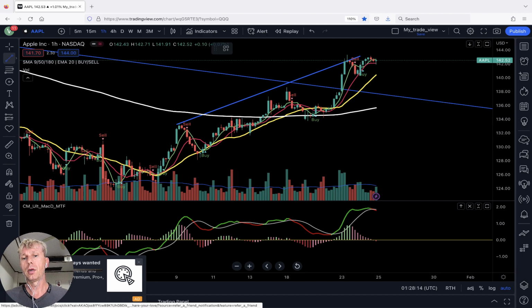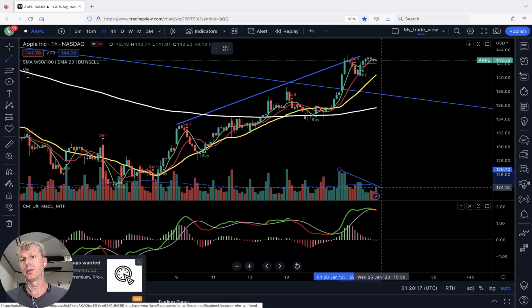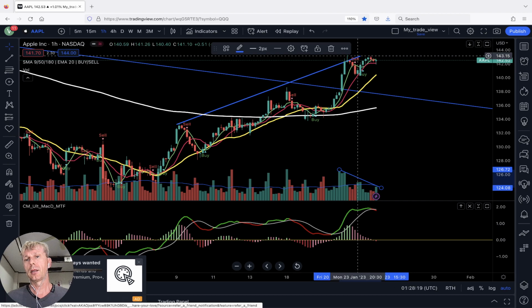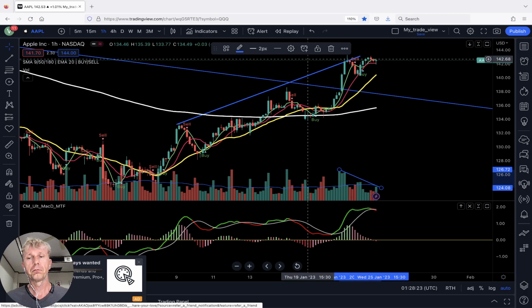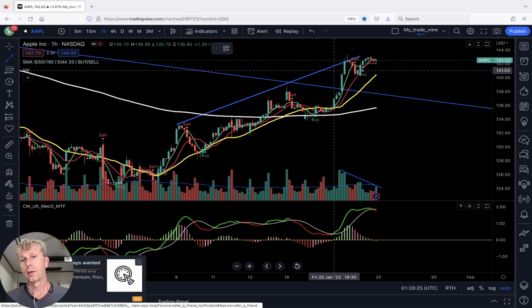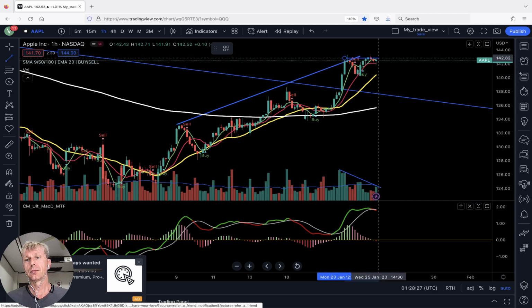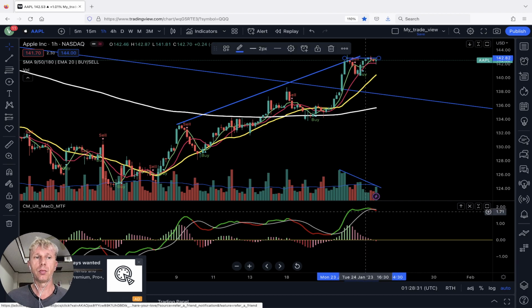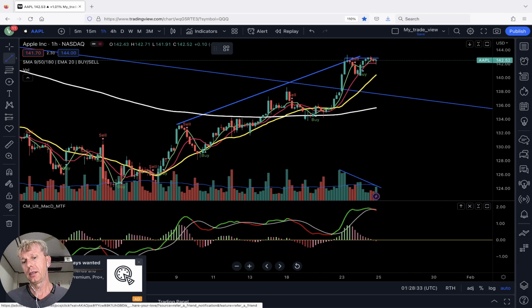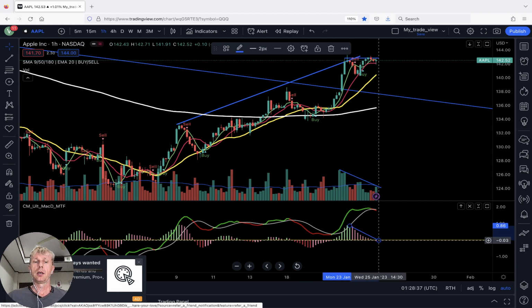Divergences on the volume, right? Volume divergences. Still kind of flat price action. MACD already changed to bearish. MACD histogram has bearish divergences. It's bearish. It changed direction to bearish on 1 hour time frame.